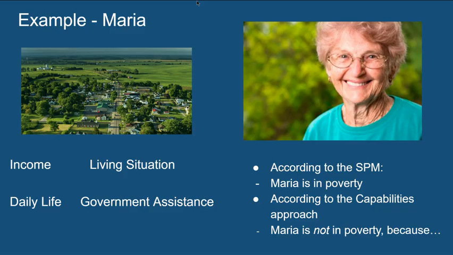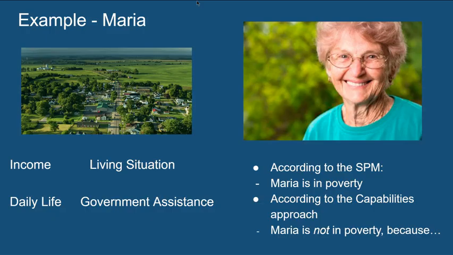A 27-year-old woman living in a rural town has income below the poverty threshold. Her living situation consists of the following. She owns her home, lives with extended family, and receives meals, transportation, and health care assistance from her family. She also receives government assistance such as Medicaid and SNAP. For her daily life, she gardens, participates in church and community events, and has a healthy social life.